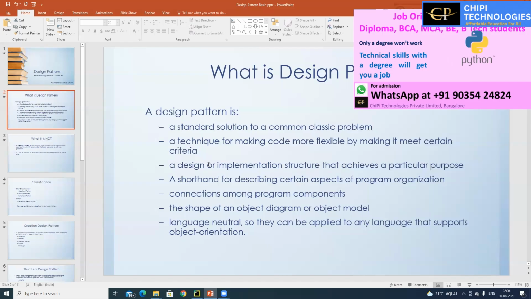He has to do the testing for only the new extended feature, not for the existing one, right? So now it says it is a shorthand for describing certain aspects of program organization. As I said, if the people around me are also aware of the design pattern, I can directly say, okay, this is the solution.